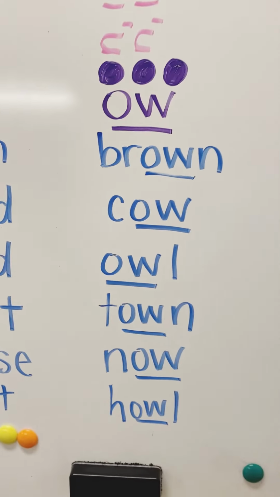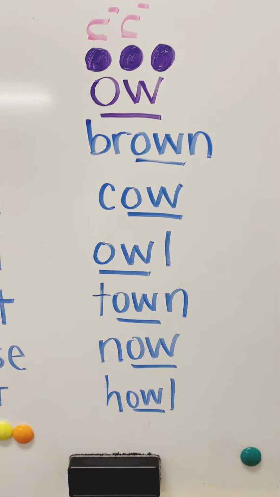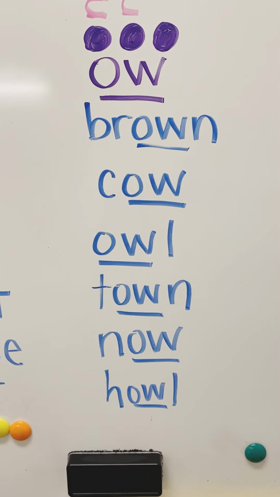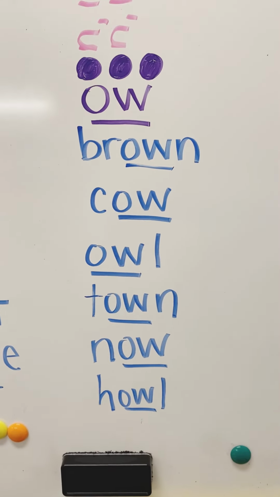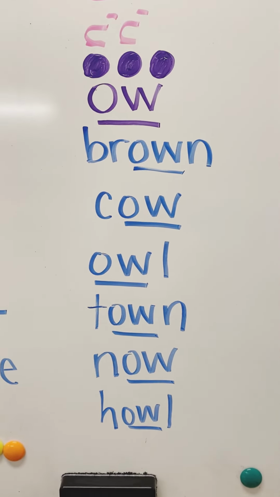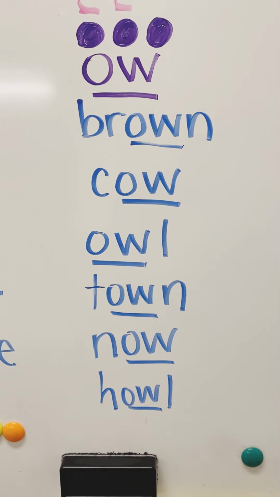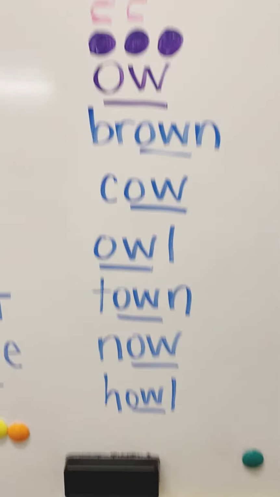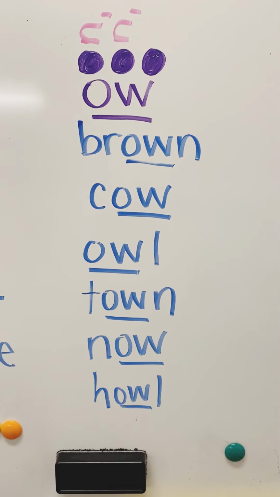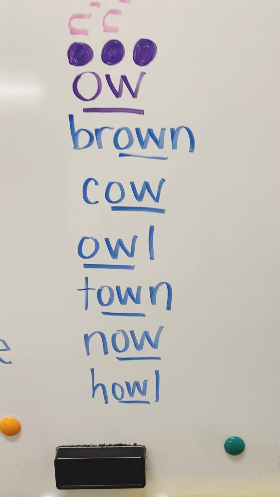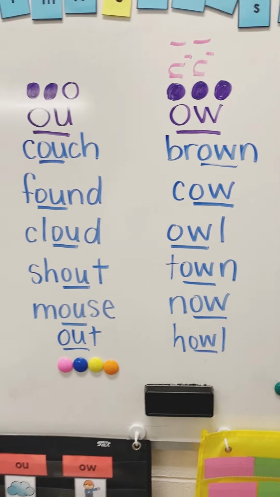Now let's check our OW. We know it can be found at the end. So what are some words where it's found at the end? Okay, we have cow and we have now. We know that it can also come in the beginning or middle if there's an L after it. Which words follow that rule? Owl and howl. Now, it can also be beginning or middle if there's an N after it. Which words follow that rule? Brown and town. So you're kind of putting all these things together.